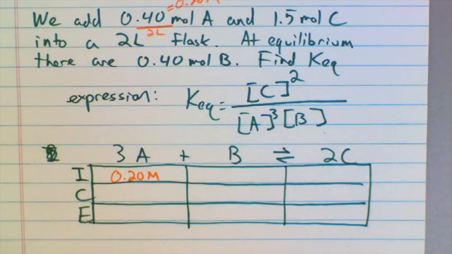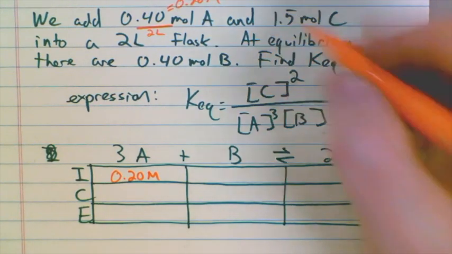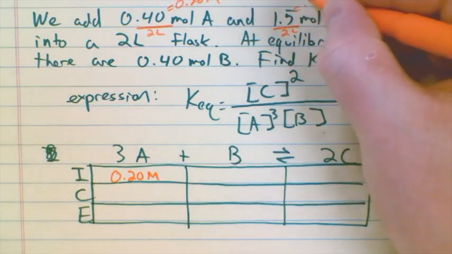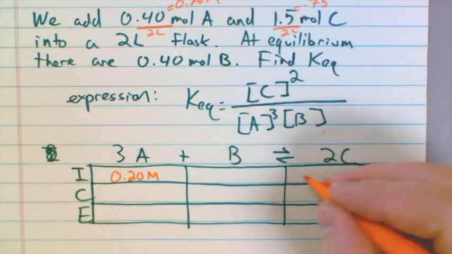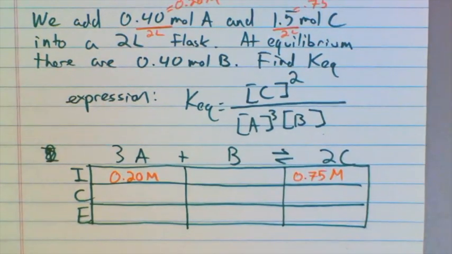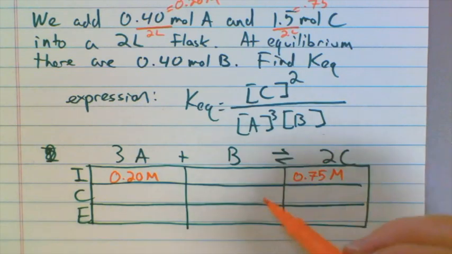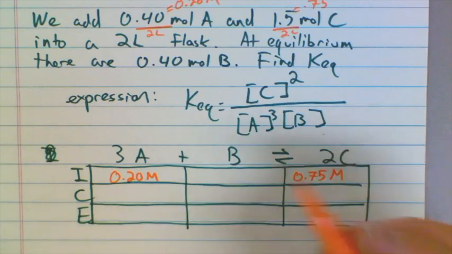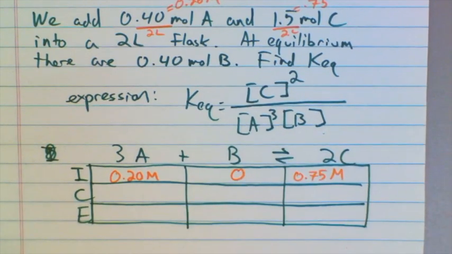What else do we know initially? 1.5 moles of C. Wait, it's actually 0.75 moles of C. So another thing that's kind of different about this one, we're adding both reactant and product at the same time to start off with. So how much B will we have initially? We don't know, so it's going to be 0. We start out with no B initially. We've just added A and C.